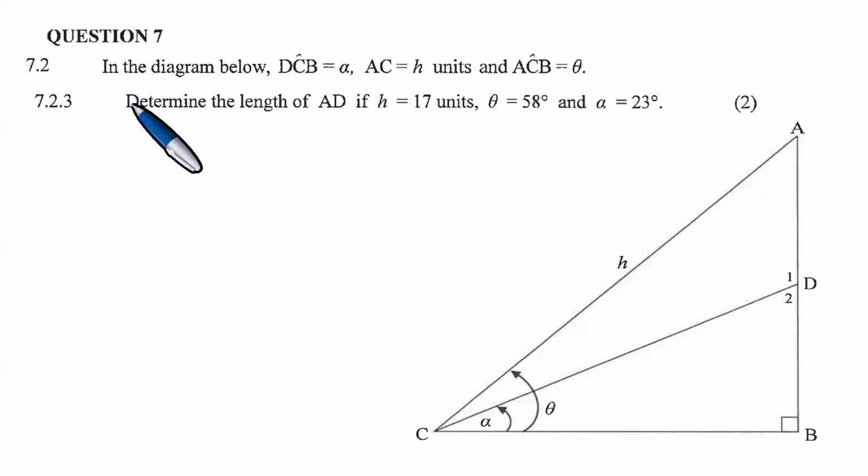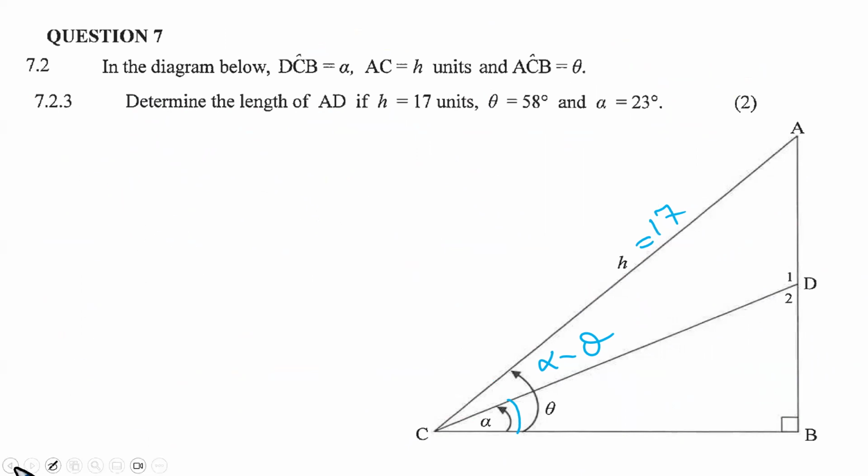Right, question 7, the diagram below, we have DCB equals alpha. So if you have DCB equals alpha, then it is indeed alpha, and we have the rest of those. And obviously, we've seen that at this point here, this one is alpha minus theta. And then now we want to determine the length of AD. Right, so determine the length of AD if H is 17 units. So H is 17 units, with theta and alpha given.